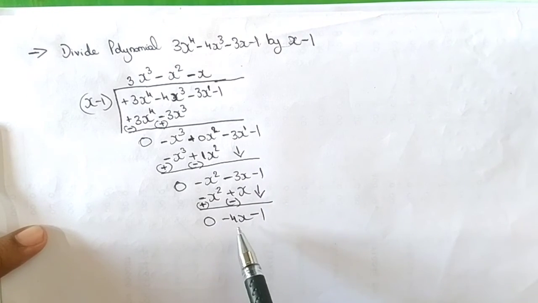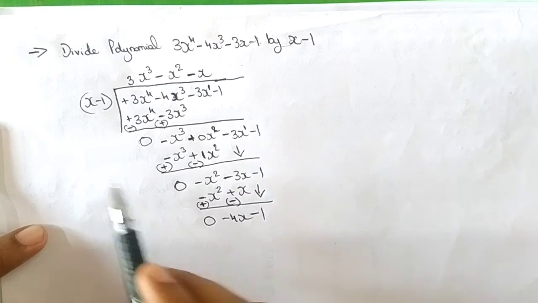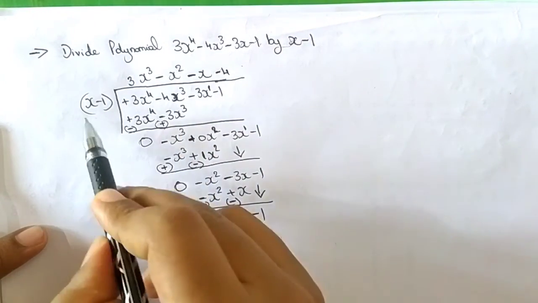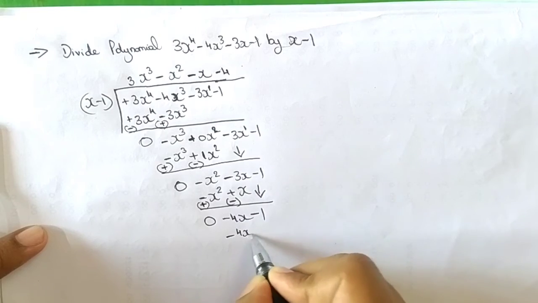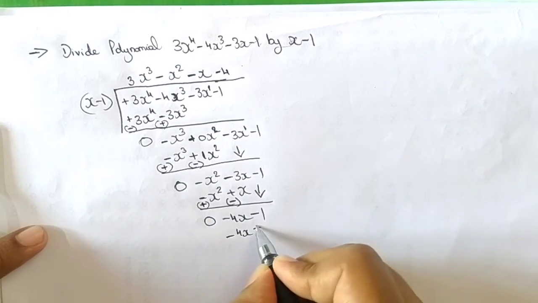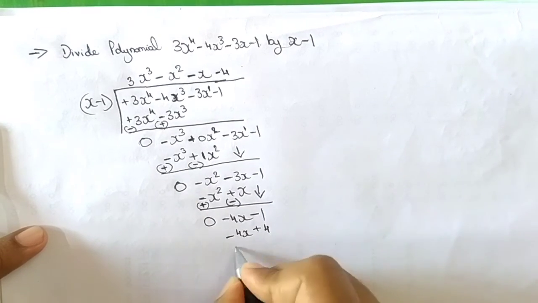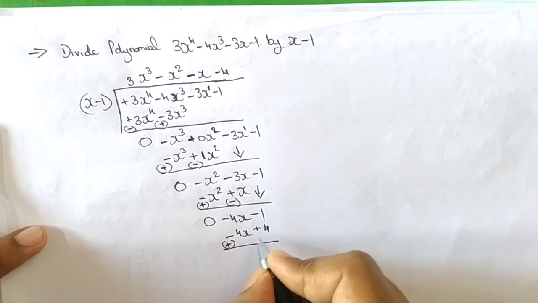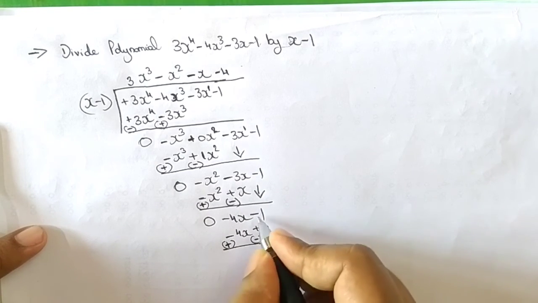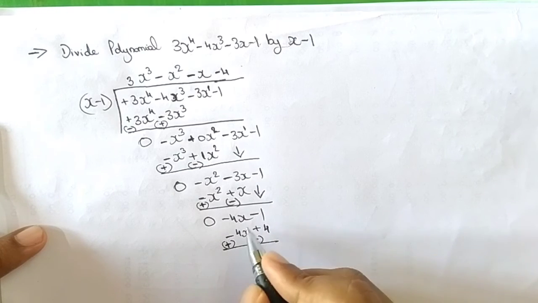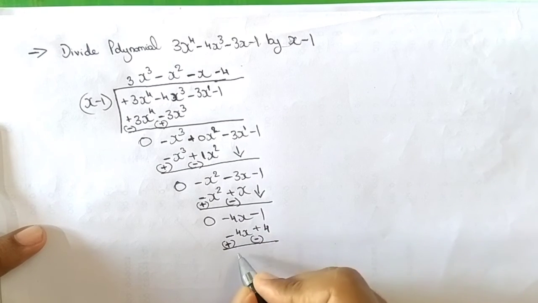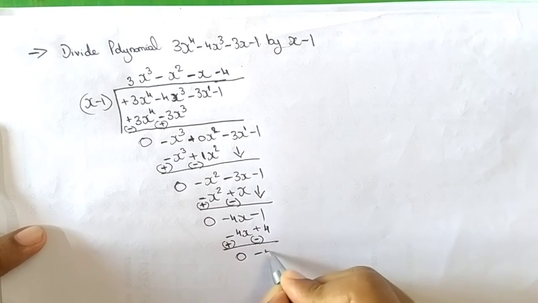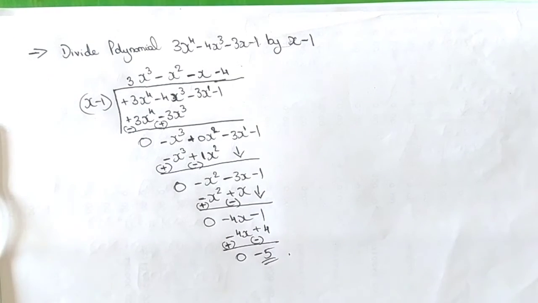Now again we need to get minus 4x. We have x here, we need to add minus 4. On multiplying, x into minus 4 will give you minus 4x. Minus into minus will give you plus. 1 into 4 will give you 4. Change signs. Minus plus is minus. Change sign as they are different. This goes to 0. Minus 1 minus 4 is minus 5. Minus 5 is your remainder.